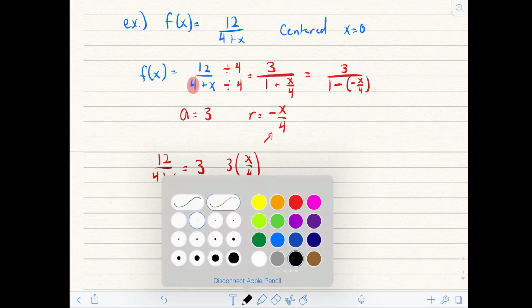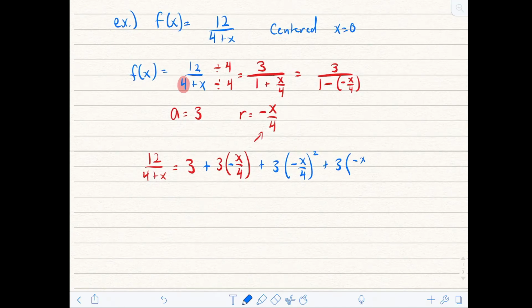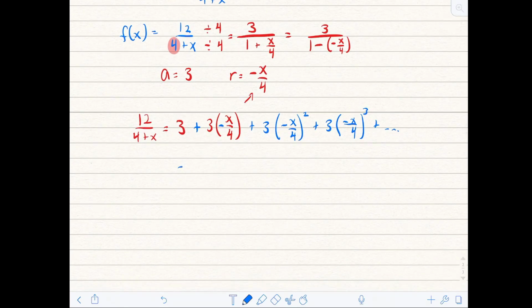I'll still set it up as, put this plus and put that as negative in there. And then plus 3 parentheses negative x over 4 to the second power, plus 3 parentheses negative x over 4 to the third power, and so forth. And if I actually evaluate that, that's going to be 3 minus 3 parentheses x over, actually I'll write it as 3/4 x. And then this is going to be positive. This is going to be 3 over 16 x to the second, minus 3 over, what's this, 64? 64 x to the third, plus dot, dot, dot.